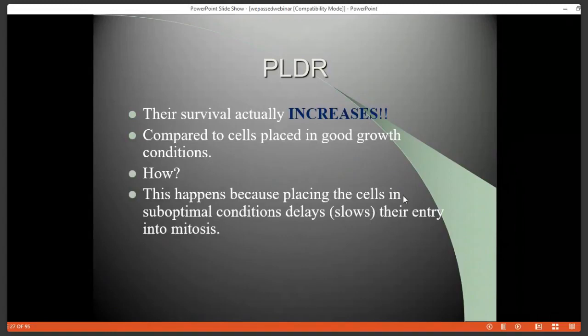So the question is, how come? Well, anything that happens to slow down the cell cycle gives cells more time to repair damage.